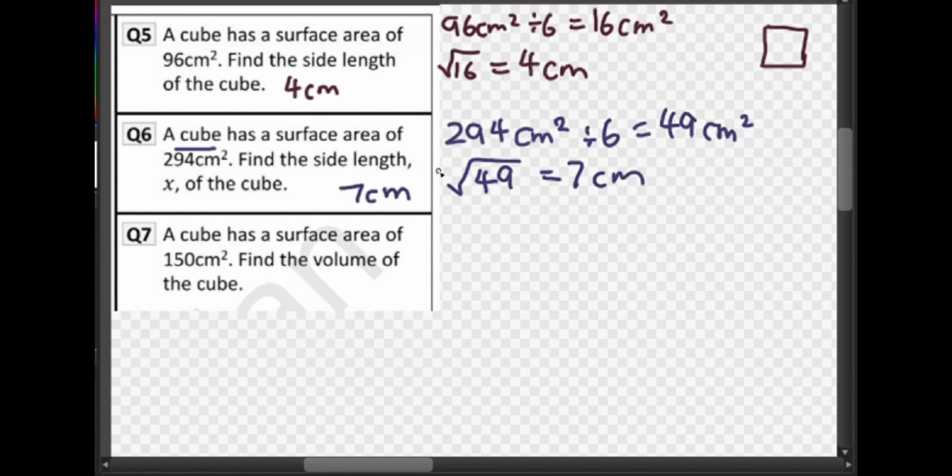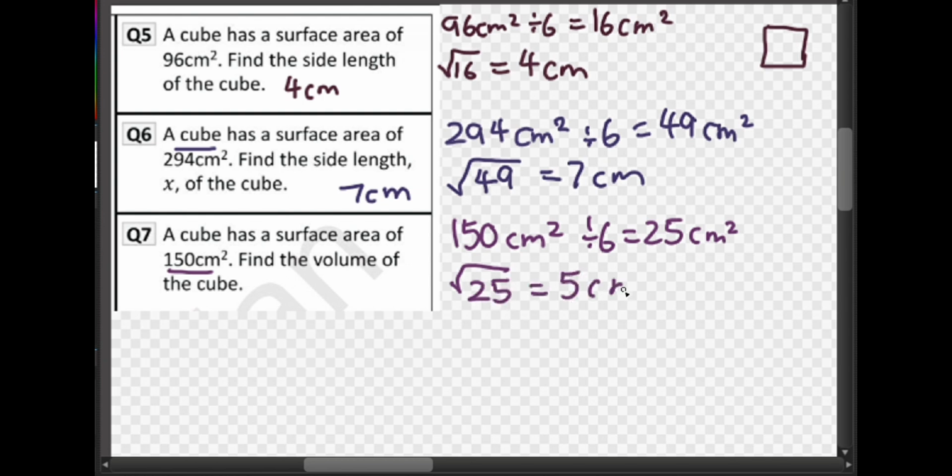And for this question, it says that the cube has a surface area of 150 cm², and we need to find the volume of the cube. So basically we can find the side length first. Same as before, 150 divided by 6 equals 25, and then the square root of 25 is 5 cm. So 5 cm is the side length.